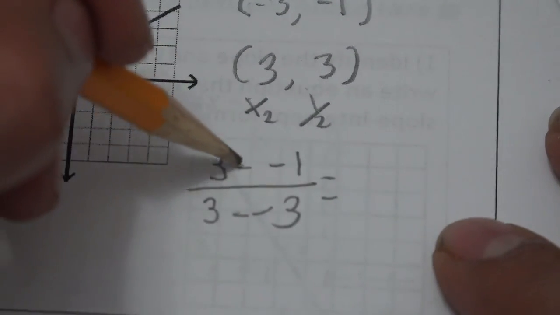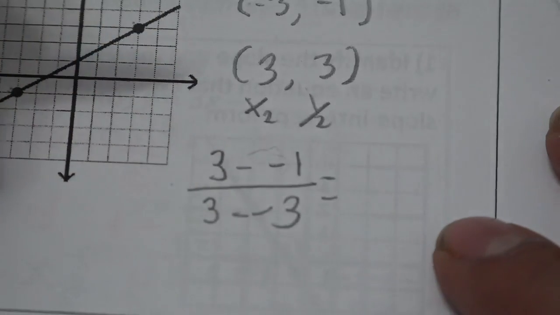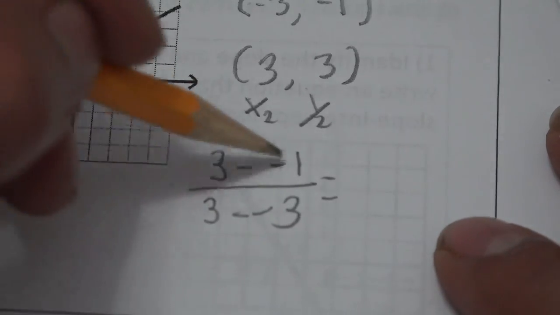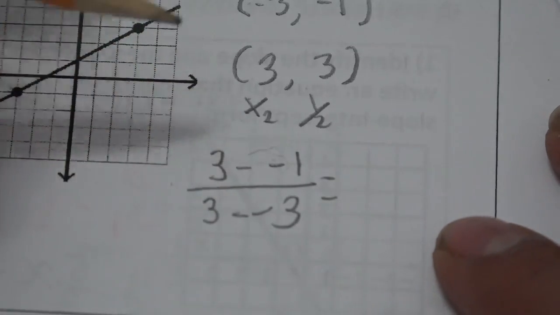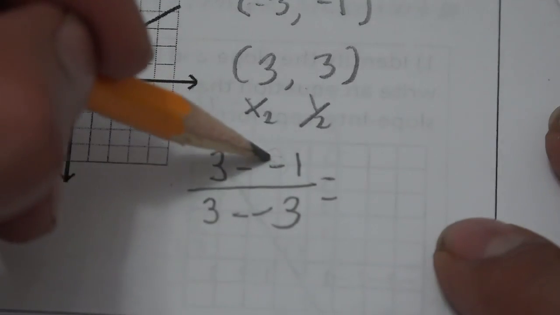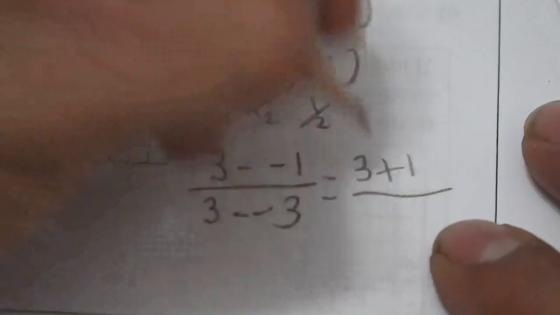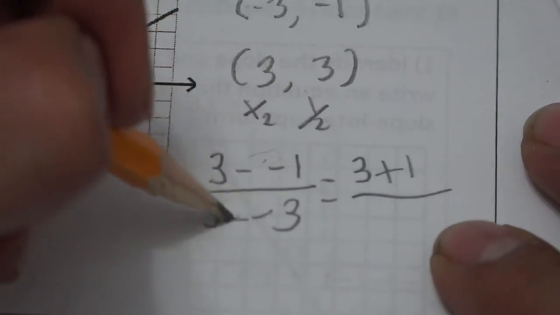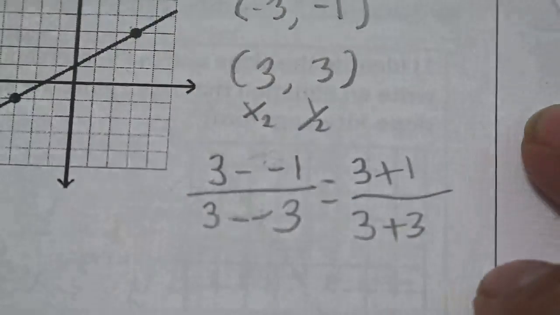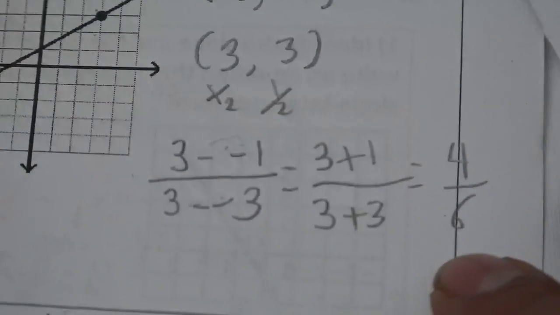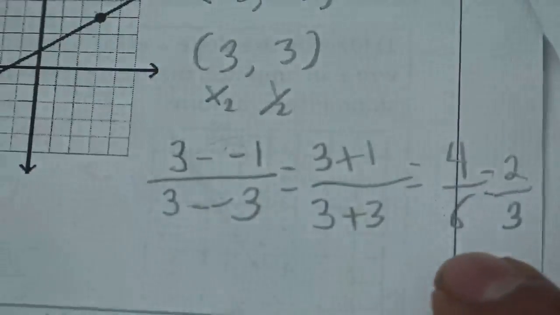Alright, when you have two signs like this, I would love for you to just multiply the signs and write one single sign. So negative times negative is positive. So in reality, what I have here is 3 plus 1. Negative times negative is positive. So what I have here is actually 3 plus 3. So then I have 4 over 6, which reduces to 2 over 3.